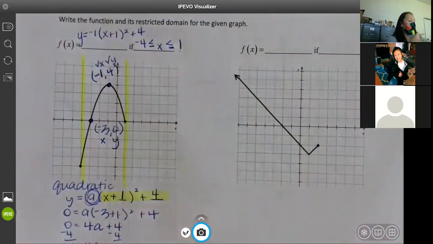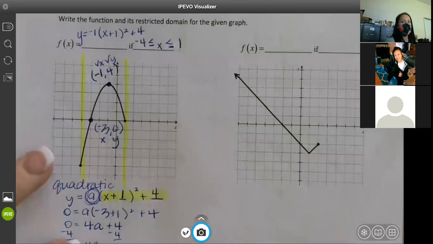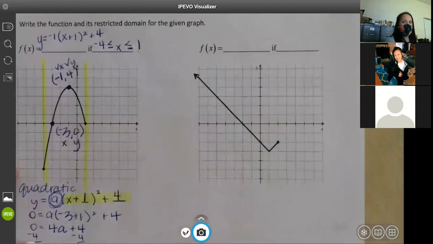So again, the easy part is writing the domain restriction. The hard part is finding the function. Quadratic and exponential are the worst ones. Linear and absolute value make it even easier. They're so easy, okay? So let's look at your next one.